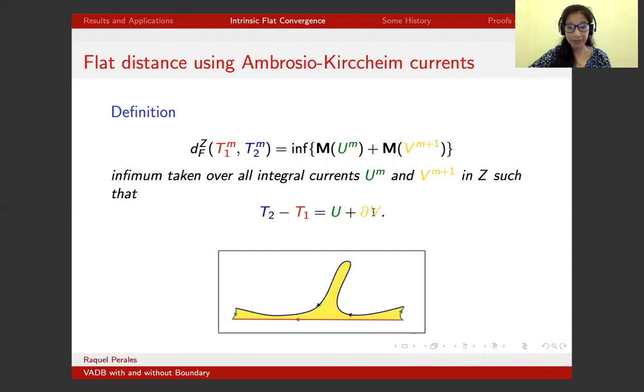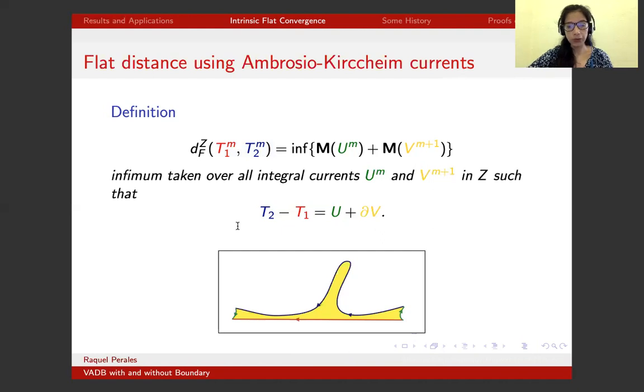And as V, so V is going to have one dimension more, so it's 2 dimensions, and it will correspond to integrating 2 forms over this yellow region. So with the appropriate orientations, we will be able to satisfy this equation, and then we can calculate the mass of U, which now is the length of the green parts, plus the area of the yellow part. And that is going to give us an upper estimate of the flat distance between T1 and T2.